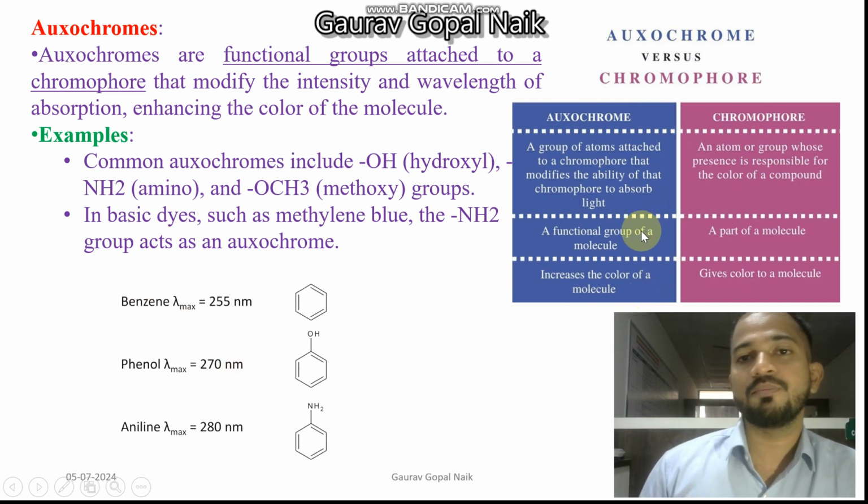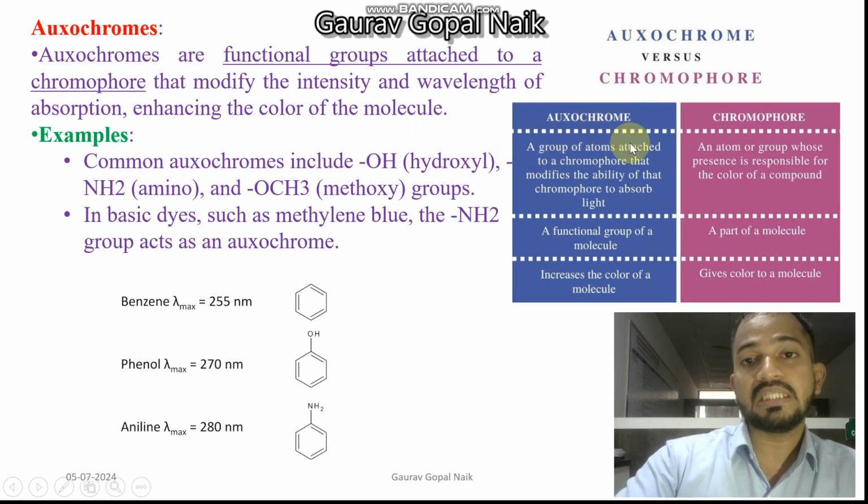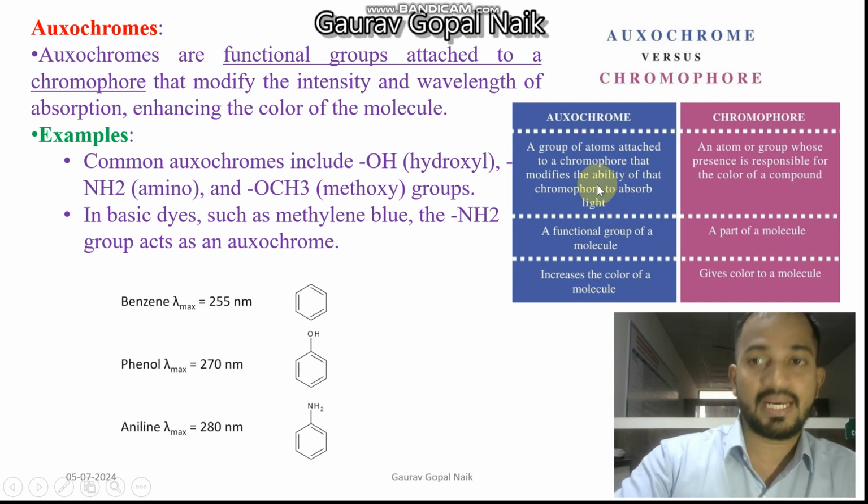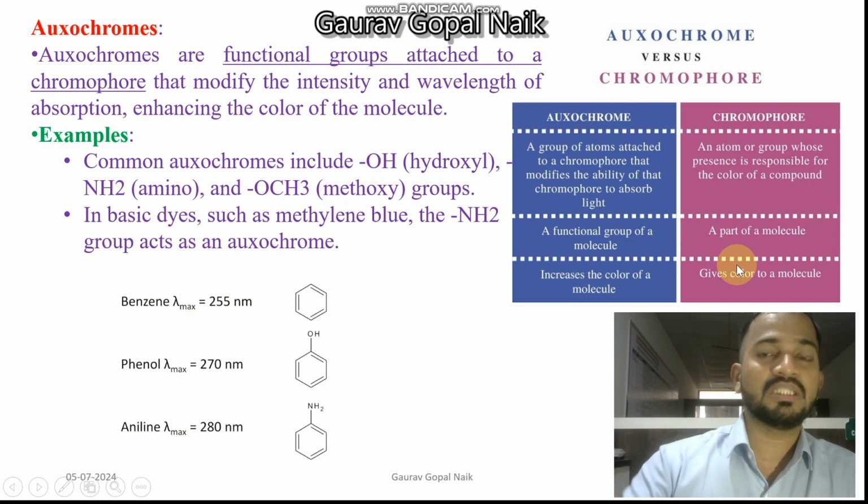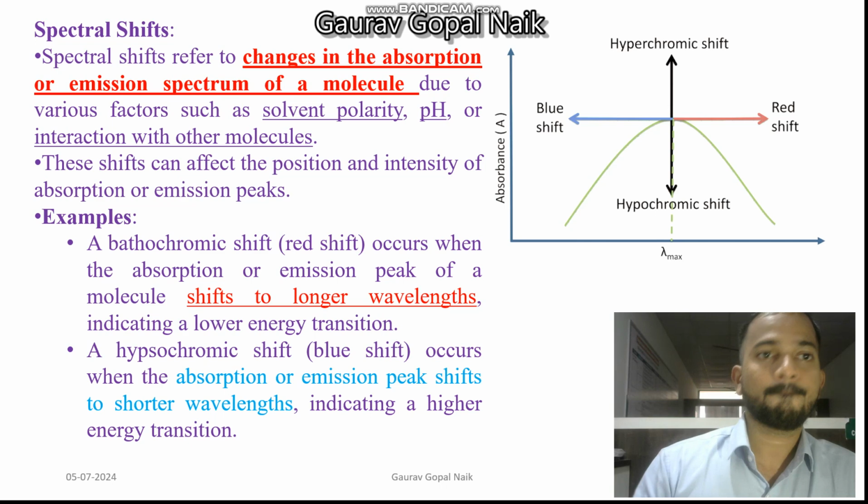Now, what is the difference between auxochrome and chromophore? Auxochrome is a group of atoms attached to a chromophore that modifies the ability of the chromophore to absorb light. However, in case of chromophore, this atom or group is responsible for the color of a compound. So auxochrome increases the color of a molecule and chromophore gives color to a molecule. This is the main difference between auxochrome and chromophore.